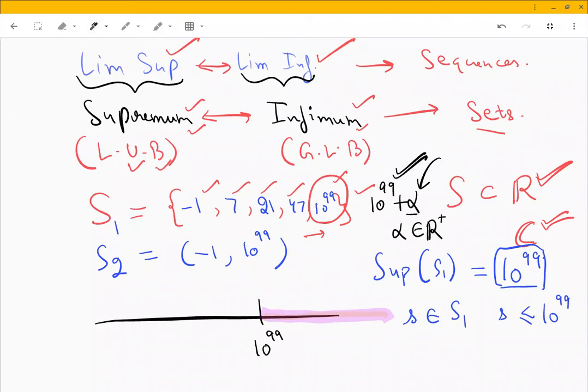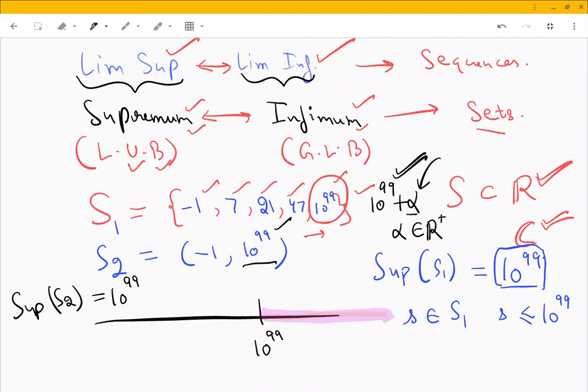Yeah. Now let's come to S2. Again, the same thing. 10 to the power 99. There is no element in this set S2 which is more than 10 to the power 99. It is either less than or equal to 10 to the power 99. So, supremum of S2 is also 10 to the power 99.